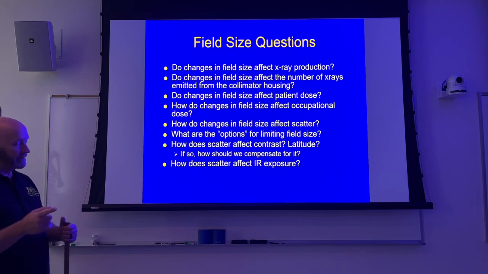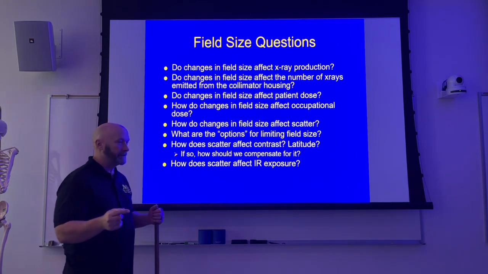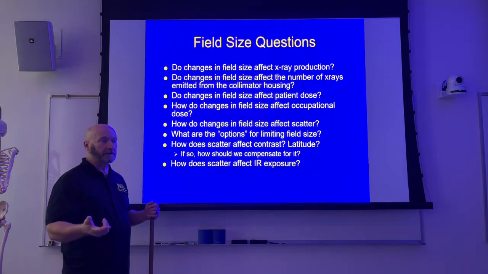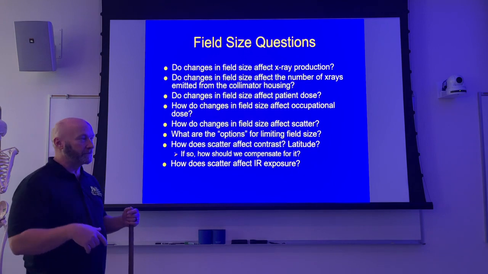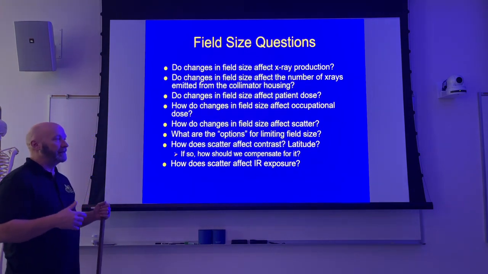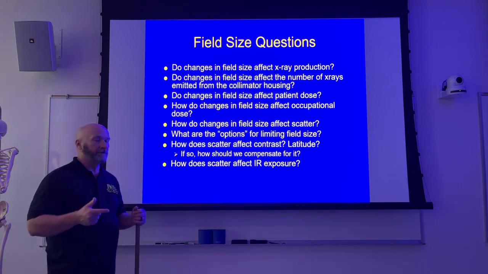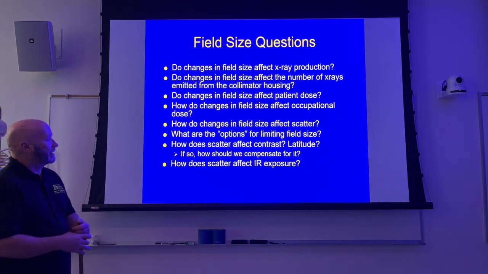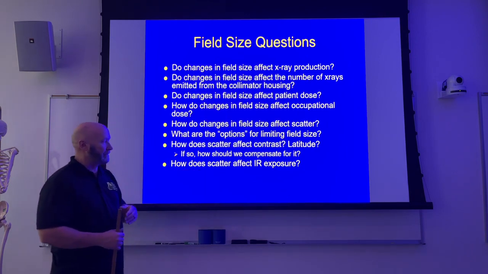As we increase collimation, we reduce scatter, so contrast would increase. So with increased collimation, contrast would increase, latitude would decrease. Reverse that, and if you decrease collimation and increase field size, then contrast would suffer. Contrast would go down, latitude would go up. So how does scatter affect image receptor exposure?